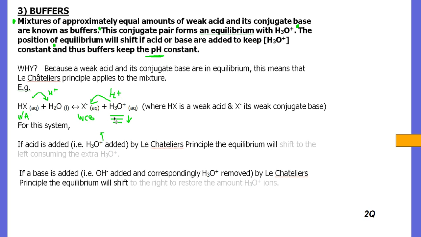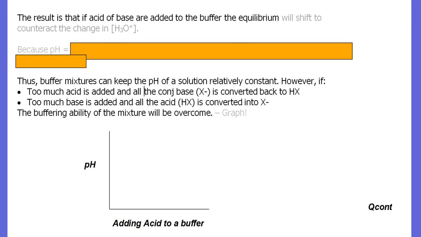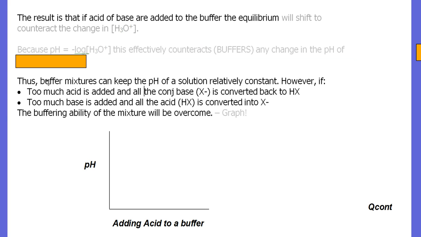And if H3O+ concentration is staying constant, therefore the pH is staying constant. Hence these things are called pH buffers. So the result is that if acid or base are added to the buffer equilibrium, the equilibrium will shift to counteract the change in hydronium ion concentration. And because pH is equal to minus the log of H3O+, this effectively counteracts or buffers any change in the pH of the mixture.